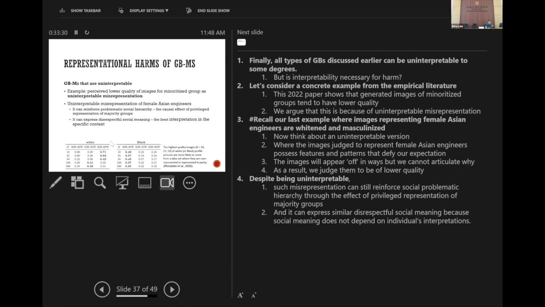But despite being uninterpretable, this type of misrepresentation can still reinforce socially problematic hierarchy through the effects of privileged representation of majority groups. And it also has the potential to express similar disrespectful social meaning, because again, social meaning does not depend on an individual's interpretation of it.